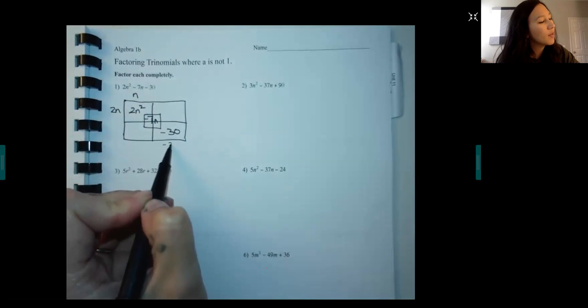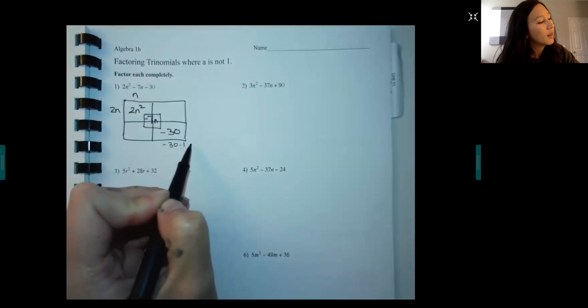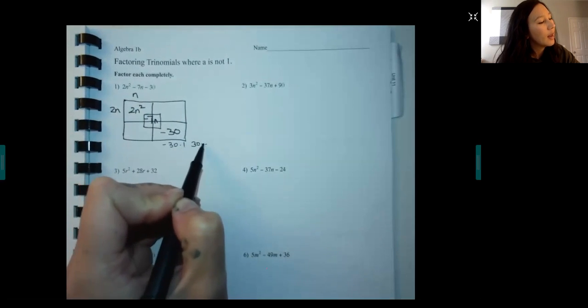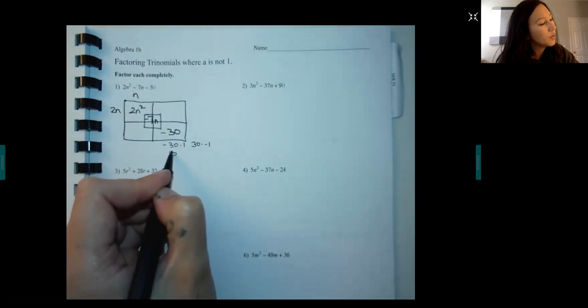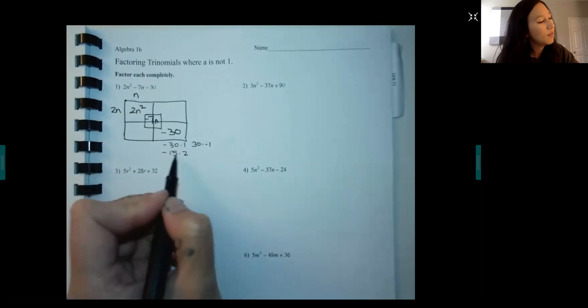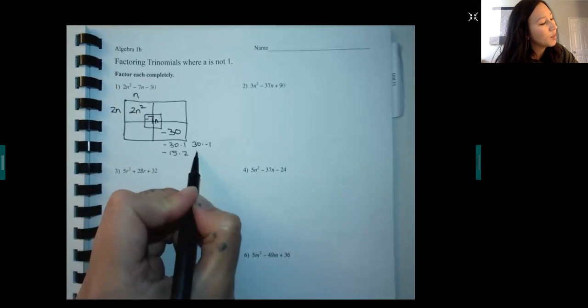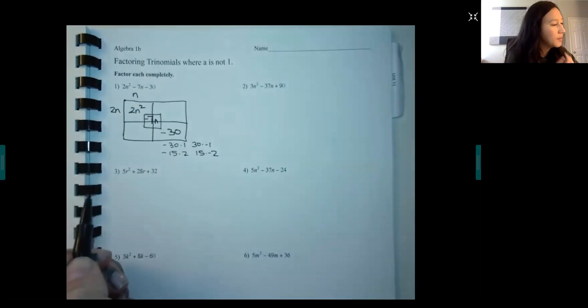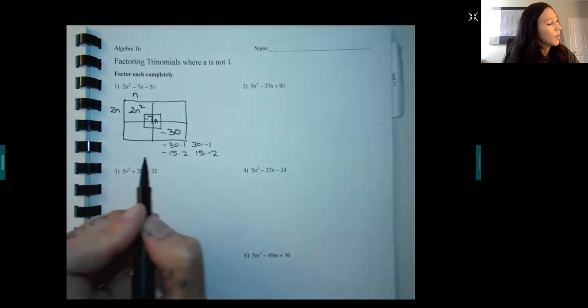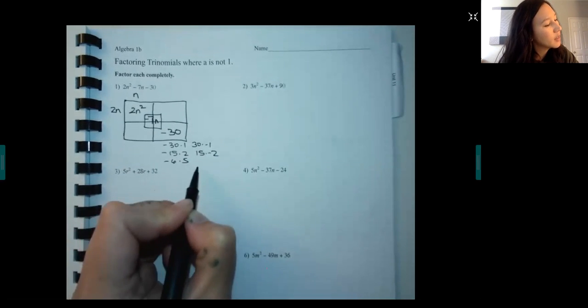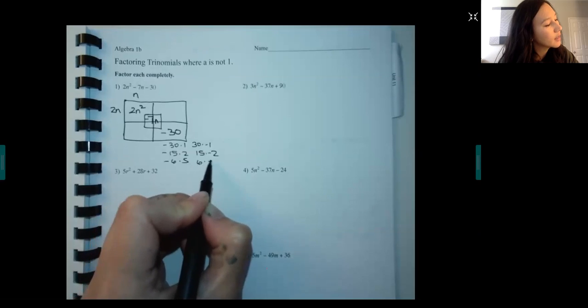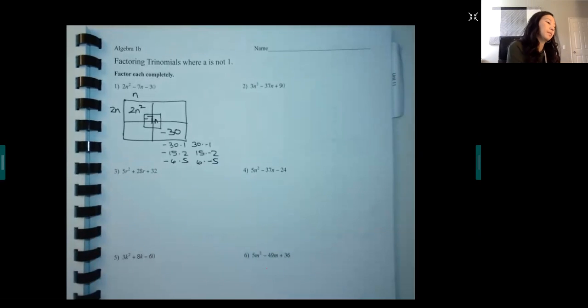So there's -30 and 1. There's 30 and -1. There's 15 and 2. So negative 15 times positive 2, positive 15 and negative 2. Or there is 6 and 5. So negative 6 and positive 5, or positive 6 and negative 5.